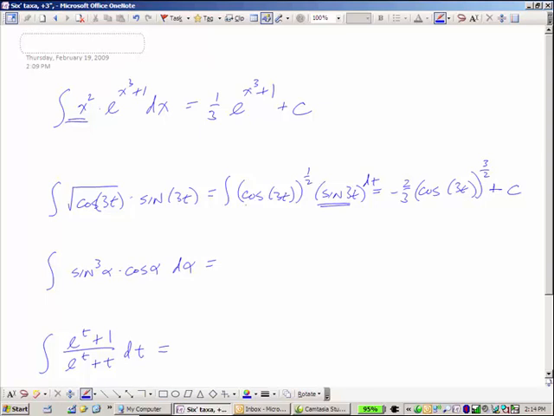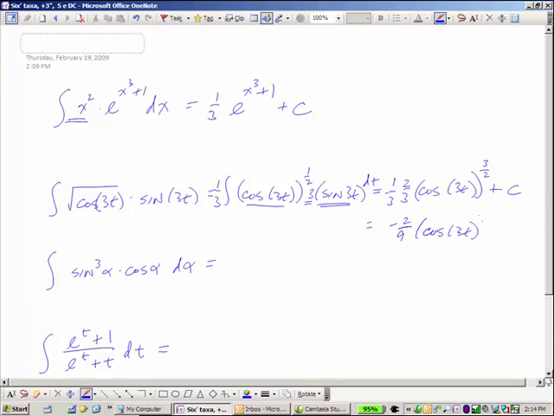No, the chain would be the derivative of what's in the parentheses. What's the derivative? So 3. Okay, so we're missing a double chain, which would be a 3. But I can't just write a 3 there unless I put a 1/3. So I'd have to multiply this by 1/3. So I get negative 2/9 cosine 3t to the 3/2 plus c.